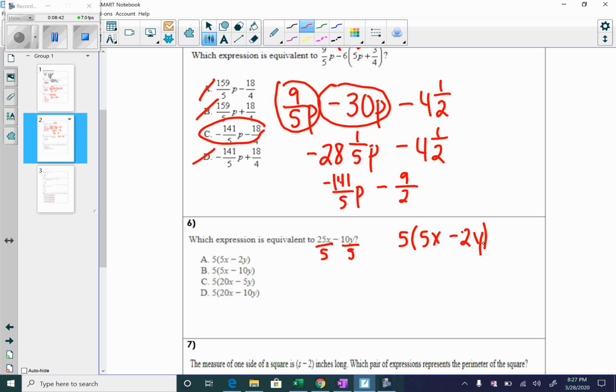So I know that's choice A. But again, if I didn't know how to factor it and I just distributed the 5 in choice A, it would give me 25x minus 10y. None of the other choices, B, C, or D, when I distribute the 5, gives me 25x minus 10y. So I know my answer has to be choice A.